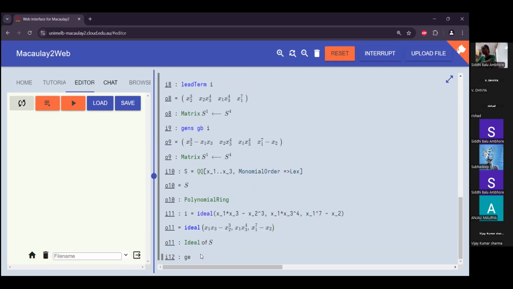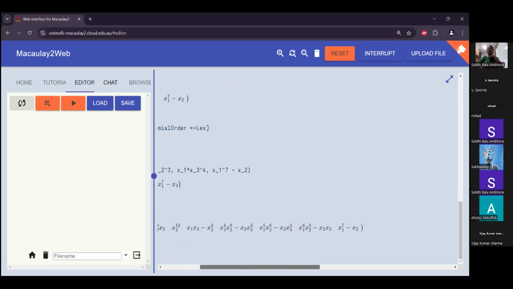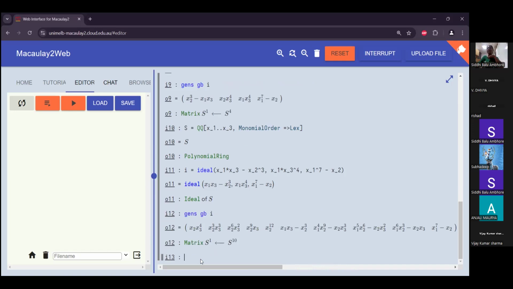Okay, and now let me check this with the James GBI. And see, now the Gröbner basis has 10 elements. Are you getting what I'm trying to say here? It completely depends on the order and on which generators you are choosing.